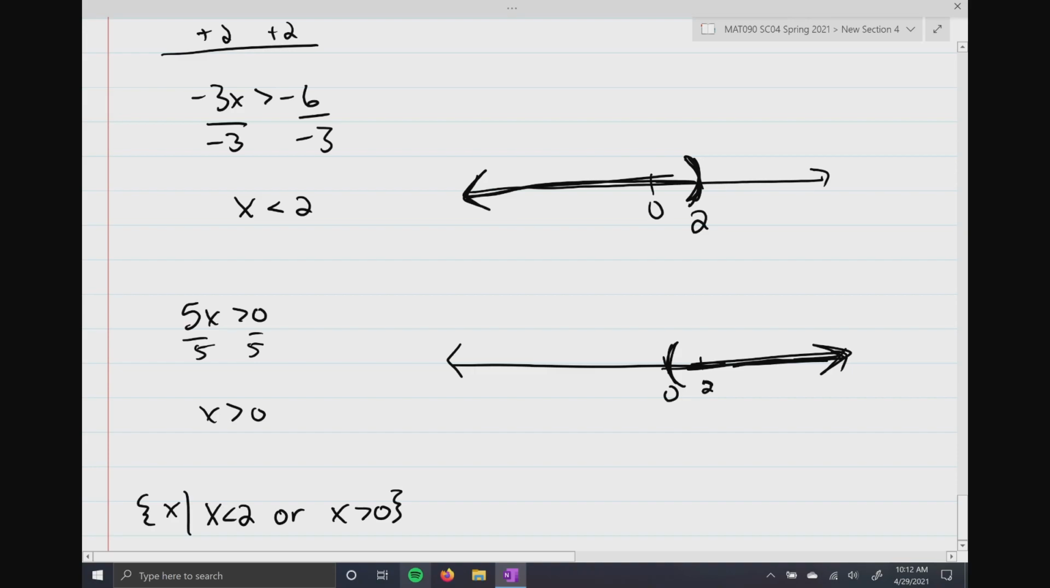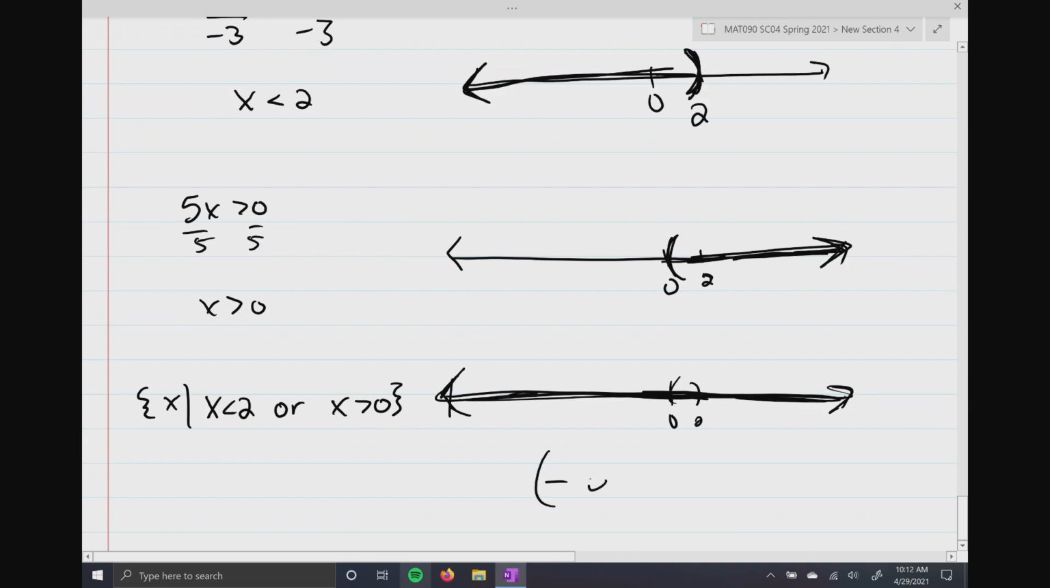And here's what's interesting about this one. When I put these two graphs on top of each other, they overlap everywhere. If you think about it, here's the 2, it goes this way. Here's the 0, goes this way. And the entire line is shaded, which means my solution set is negative infinity to positive infinity. Okay? Are there any questions there?